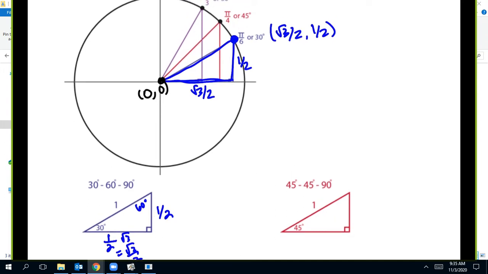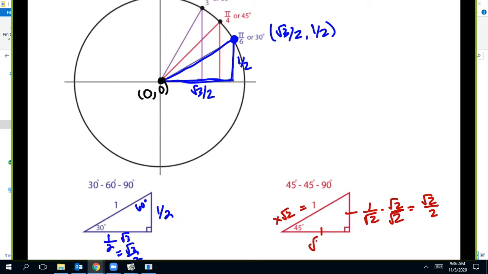With a 45, 45, 90, the rule is that the 45-degree sides are the same length, and the hypotenuse equals the side length times the square root of 2. And so this is 1 over the square root of 2. But we don't like the square root in the bottom, so we do what we call rationalizing it, and that's multiplying by the bottom square root so that it will get rid of it. And that's square root 2 over 2.